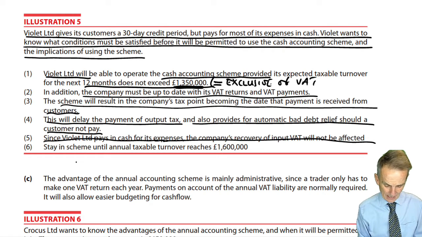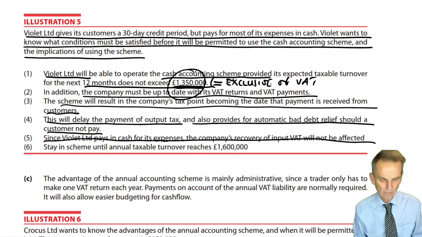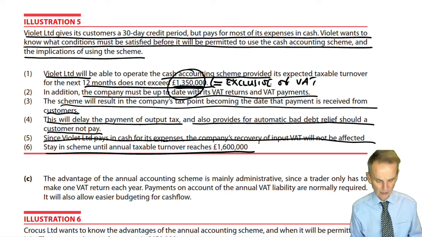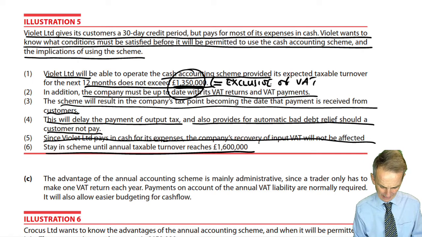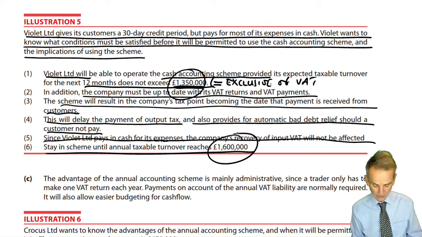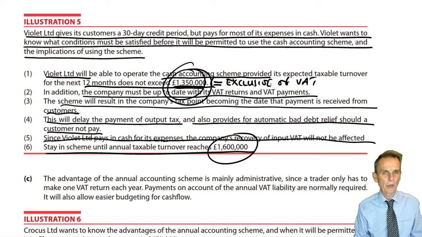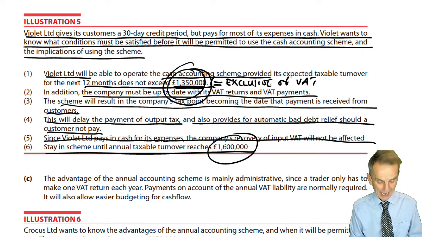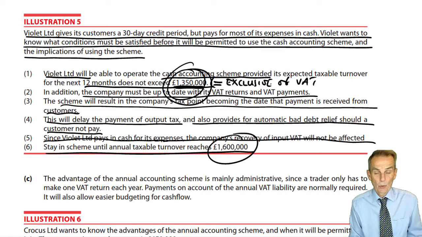Another number that we need to look at: as much as taxable turnover must be below 1.35 million to join the scheme, we can then stay in the scheme until that level of taxable turnover, again exclusive of VAT, reaches 1.6 million. As long as we don't exceed 1.6 million, we can stay in the scheme, even though we've gone above the entry level of 1.35. But if we go above that 1.6 million level, then we have to leave the scheme and we revert back to our normal accounting in relation to what is the normal tax point.